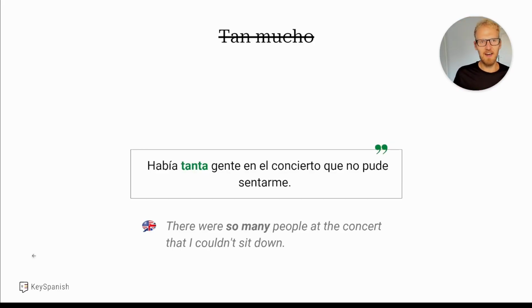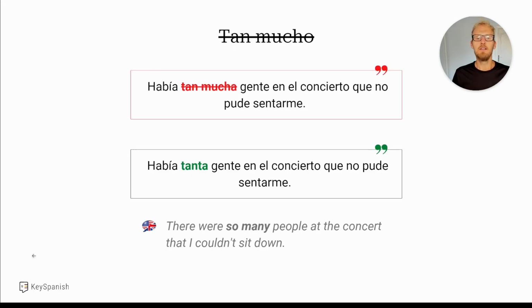However, careful, we cannot say tan mucho. Okay? So, había tan mucha gente, so many people at the concert that I couldn't sit down, que no pude sentarme. That would not be correct. You cannot say tan mucho. You would say just había tanta gente en el concierto que no pude sentarme. Okay? So careful with this one because I hear students say that from time to time.